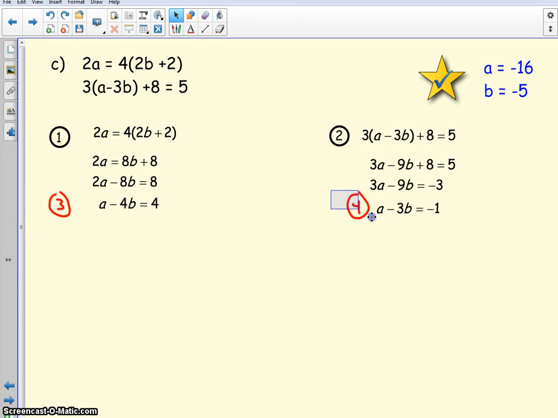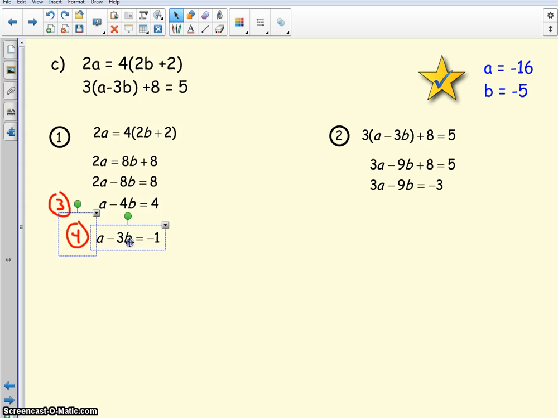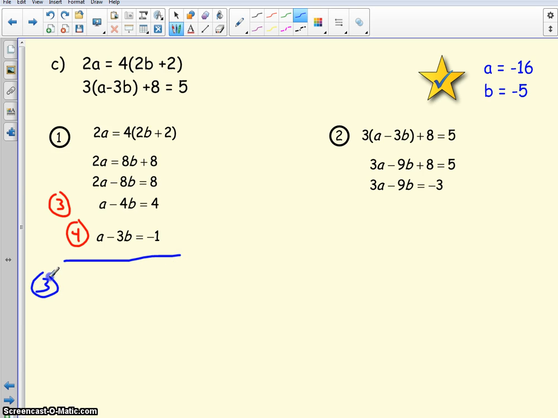So what we're going to do now is get these equations underneath each other, so we can see what we need to do to start the elimination process. You'll see that we have just one a in each equation, so it's already set for elimination. We just need to subtract the equations and we'll be able to eliminate a variable. So we're going to do 3 minus 4. The a's get eliminated. We have minus 4b minus -3b, which gives us -1b. And 4 minus -1 gives me 5. So negative b equals 5, or b equals -5.